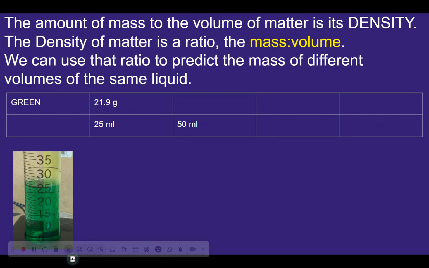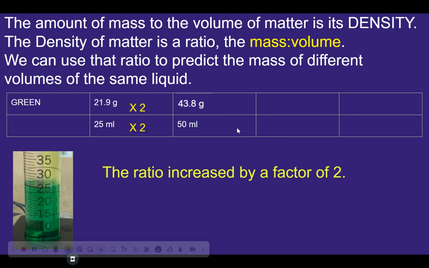So if the green one is 21.9 grams in 25 milliliters, we know it's 43.8 grams in 50 milliliters. How do we know that? Because we increased it by a factor of 2. We multiplied it by 2. If we double the volume, we double the mass. That's because it's a ratio, that's how it happens. The ratio increased by a factor of 2.